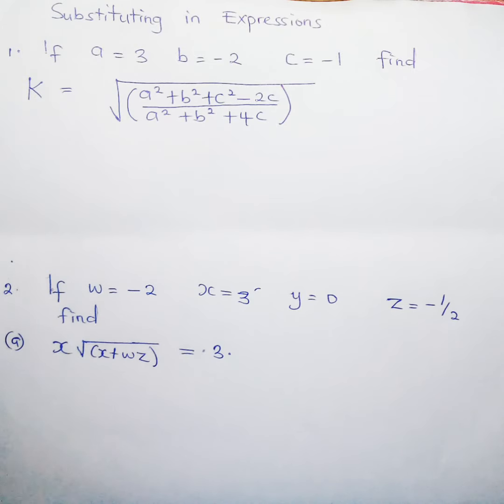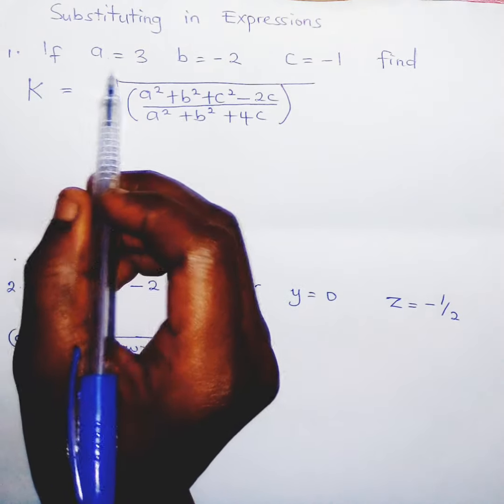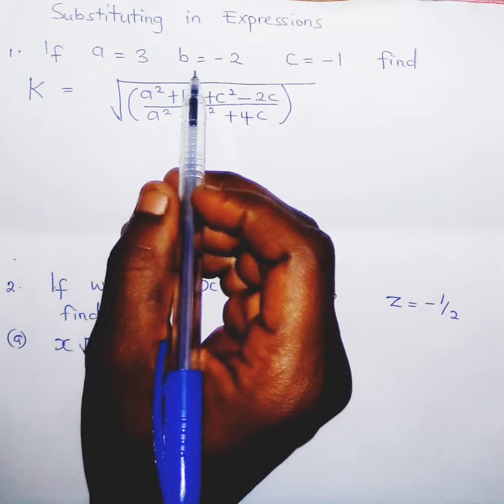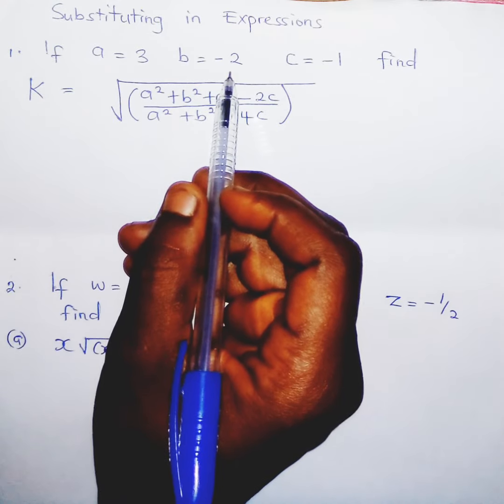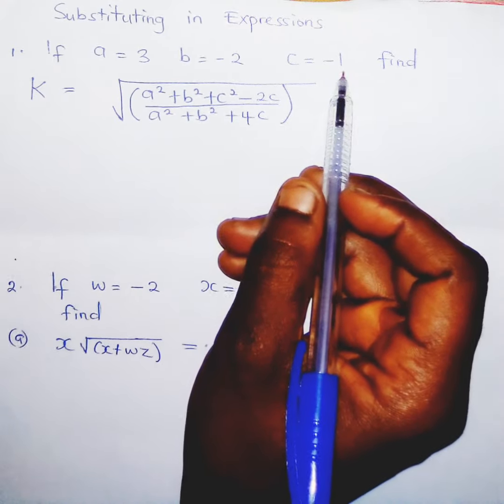In this video, we are going to be substituting in expressions. So let's look at the first question. Now, wherever we have A, we replace with 3. Wherever we have B, we replace with minus 2. Wherever we have C, we replace with minus 1.